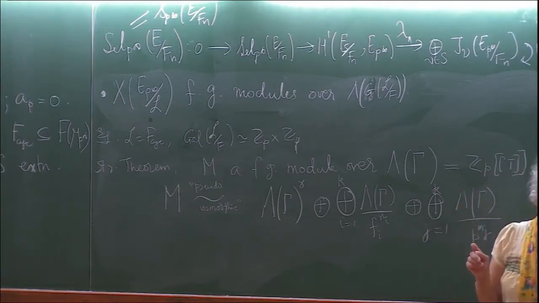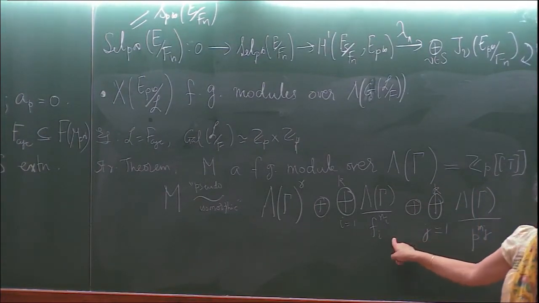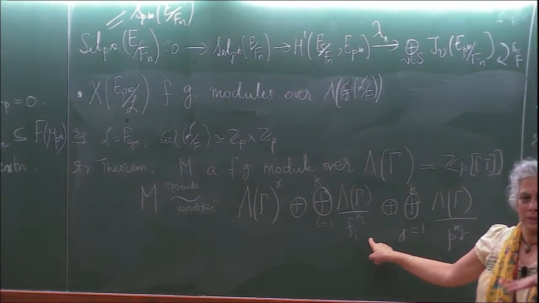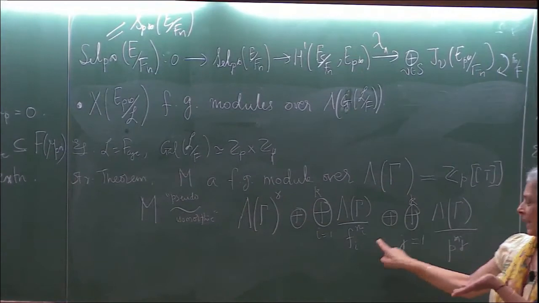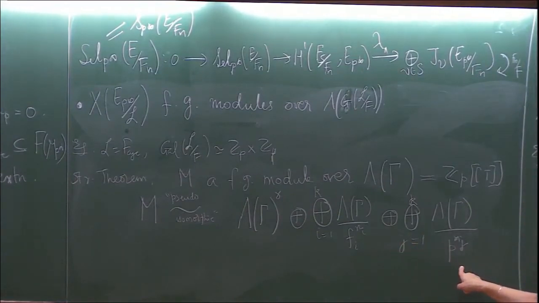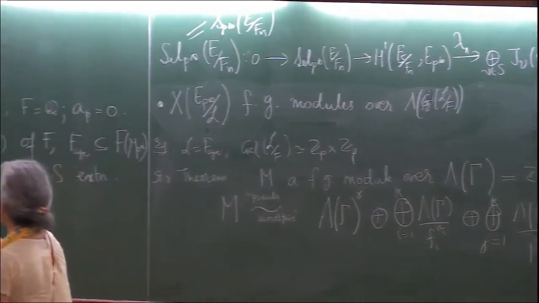But these are actually generators of height 1 prime ideals. So each of these denominators corresponds to a height 1 prime ideal. So in that sense, it looks very much like the structure theorem for modules over PIDs. And then you have the special prime ideal P. So you isolate that. So this immediately gives you 3 important invariants.